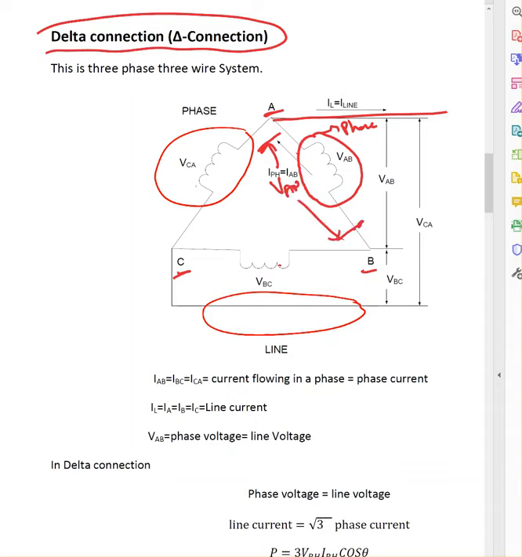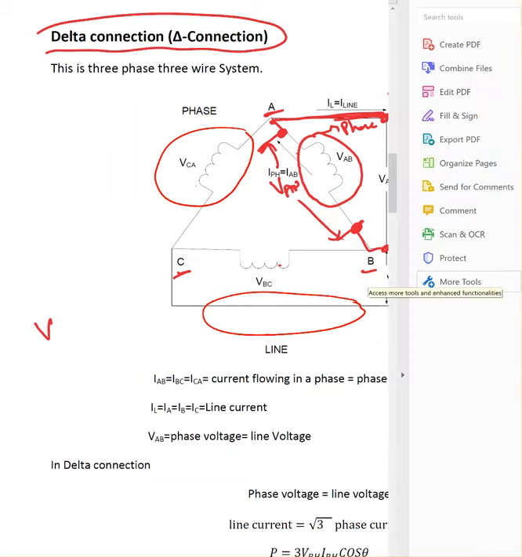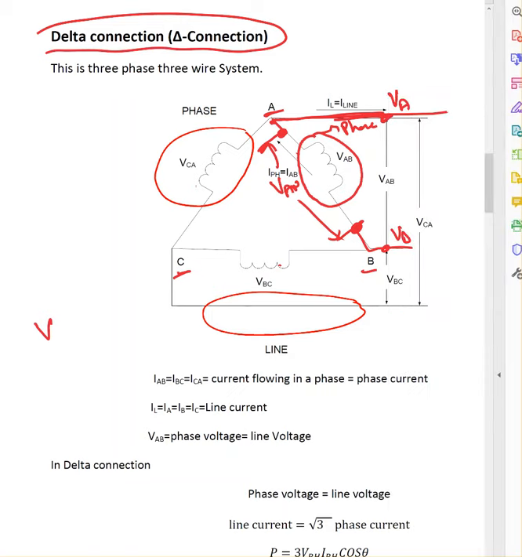Okay, VAN. So the voltage across this phase. Can I say my VAN is the same as the voltage at this point and the voltage at this point? Isn't it the same? That must be VA, and the voltage here must be VB. So I can clearly see my VAN is the same as VAB. The voltage between these two points and the voltage between these two points are the same. So VAN equals VAB.